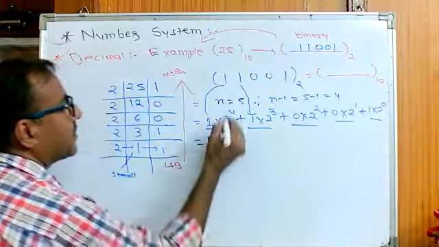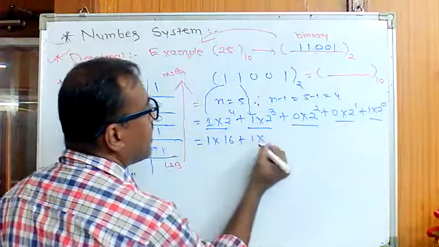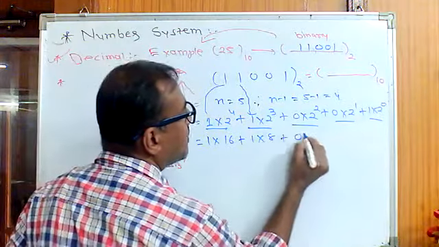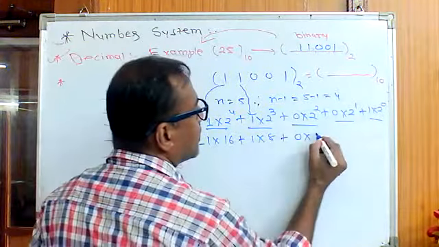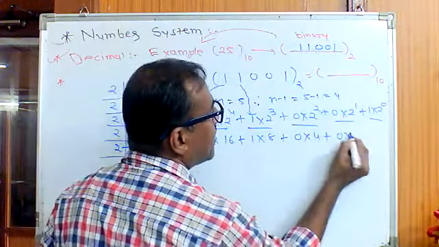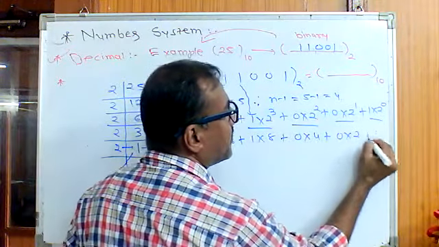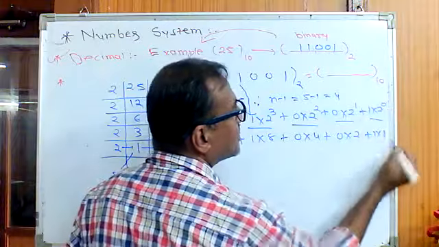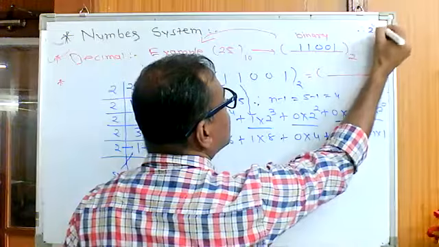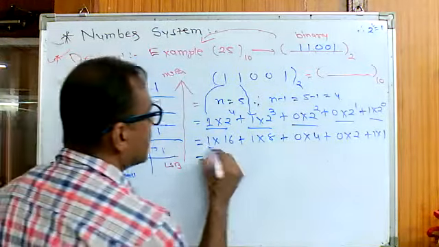So this is represented like this. 1 multiplied by 2 raised to 4 is 16, plus 1 multiplied by 2 raised to 3 is 8, plus 0 multiplied by 2 raised to 2, which is 4, plus 0 multiplied by 2 raised to 1, which is 2, plus 1 multiplied by 2 raised to 0, which is 1. Remember, 2 raised to 0 means 1.